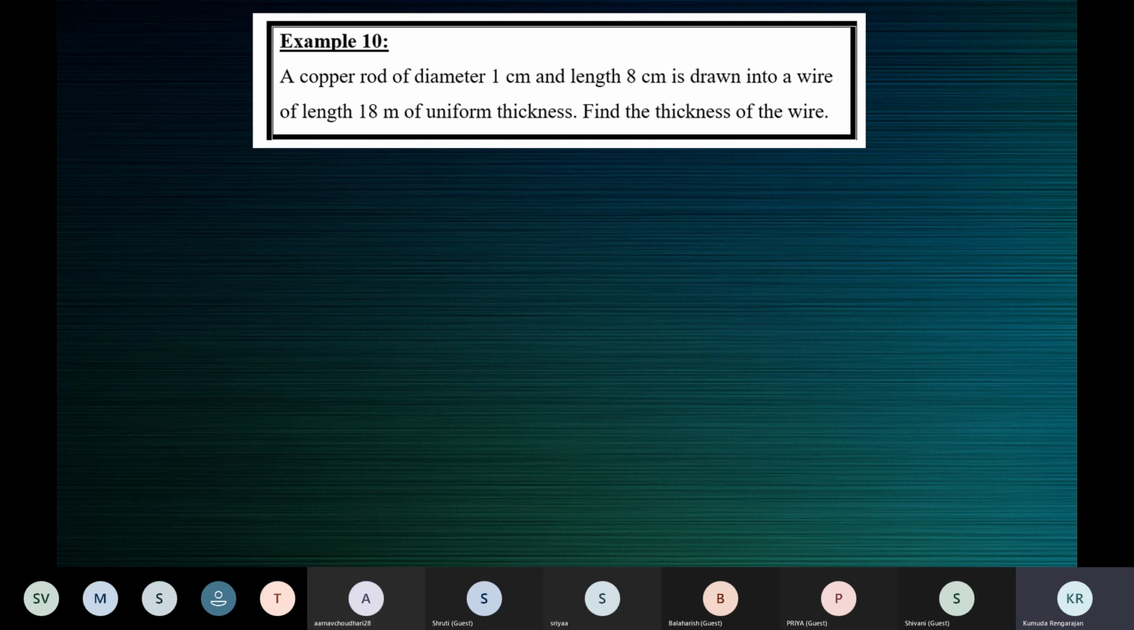So what is the equation, children? Volume of the copper in the rod is equal to the volume of the copper in the wire. The volume is the same in both the cases. The volume of the copper in the cylindrical rod is equal to the volume of the copper in the wire. So just equating the volumes. Both are cylinders. So you can differentiate their radius and height, saying R1, H1 and R, H.